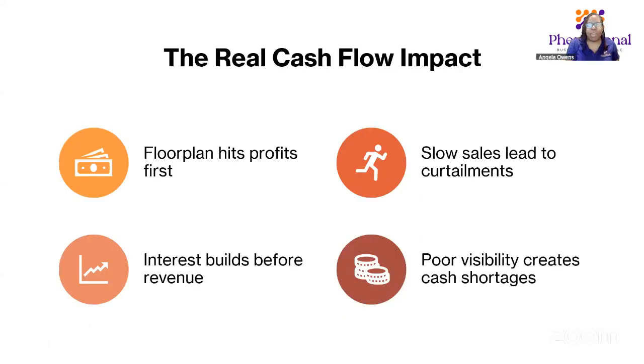So the floor plan hits profit first. It slows sales, which leads to curtailment. Interest builds before revenue, and poor visibility creates cash shortage. So again, your turnover rate is going to be a big deal in regards to your floor plan strategy.